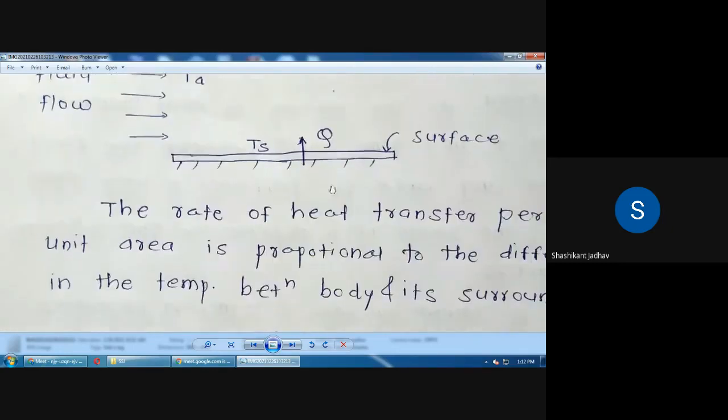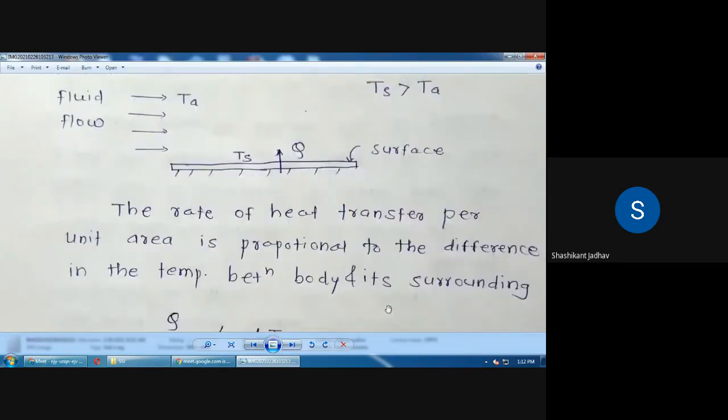So what is Newton's law of cooling? The rate of heat transfer per unit area. In Fourier's law of heat conduction, we discussed the rate of heat transfer, meaning only Q. But in Newton's law of cooling, we have to consider the rate of heat transfer per unit area, that is capital Q by A. Rate of heat transfer is capital Q, but rate of heat transfer per unit area is Q by A. That rate of heat transfer per unit area is proportional to what?